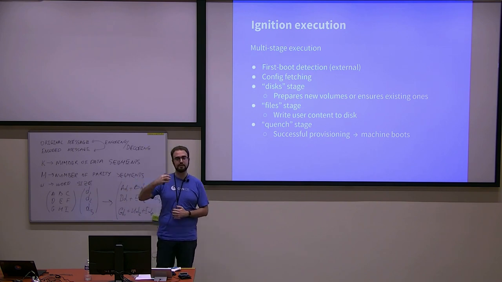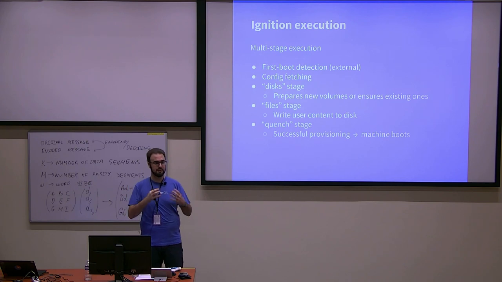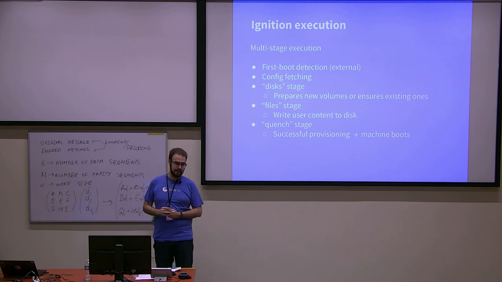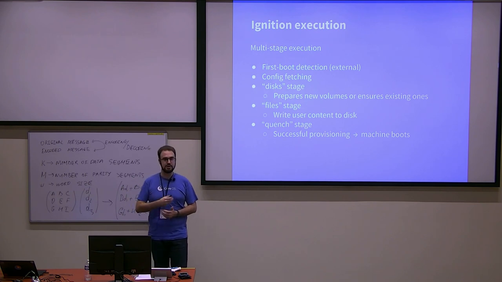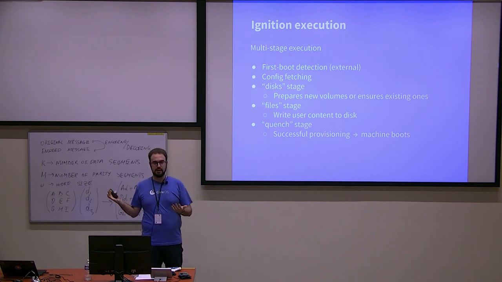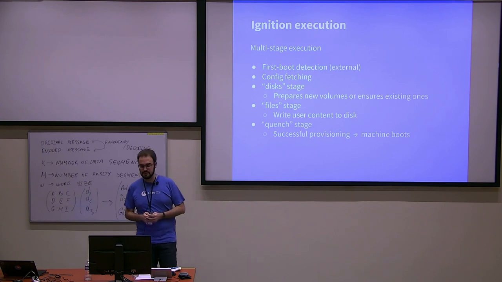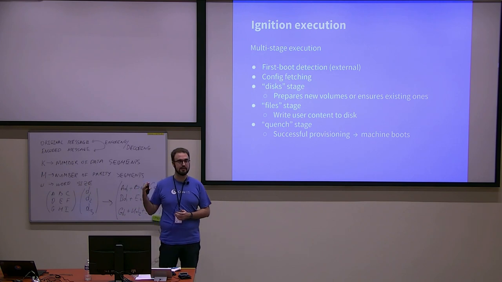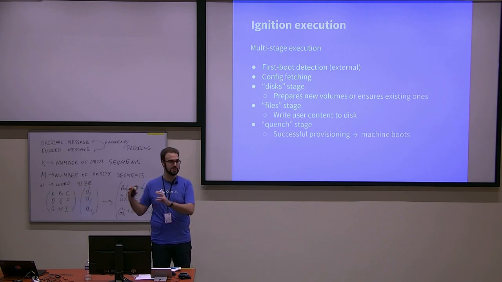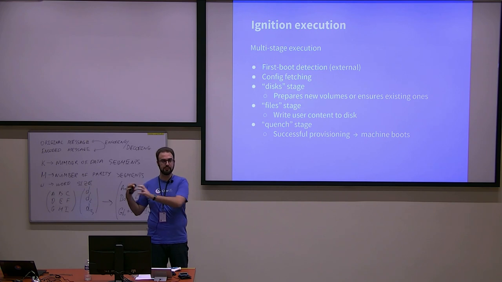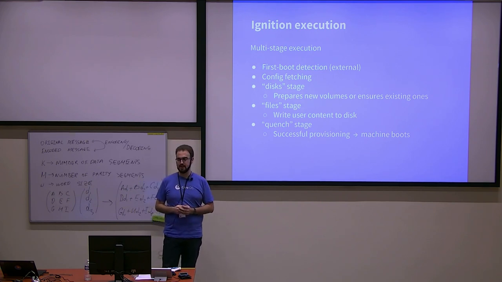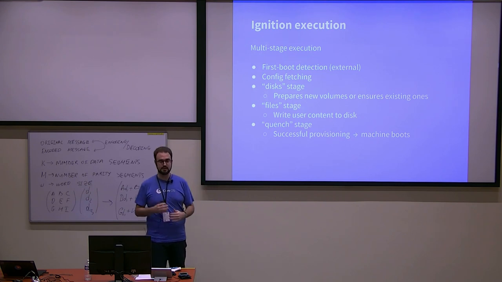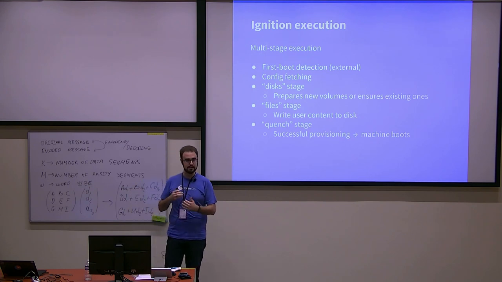But after this configuration gets into your node, into the initramfs, it goes through three stages in order. A disk stage, which is to partition and format all the file systems that you need. If you want to reuse some file system, some disk, you can just declare them and make sure that they actually match whatever you had pre-provisioned and what the configuration expects. Then there is a file stage, which is to write some content into this file system.